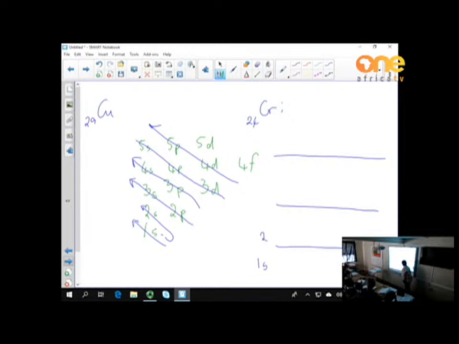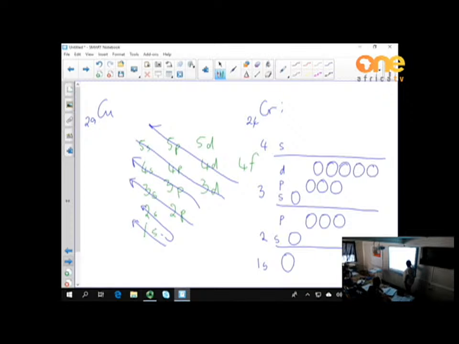1s, 2s, 2p, 3s, 3p, 4s. Okay, so we have that, 1, 2, 3. We have that, 1, 2, 3, 1, 2, 3, 4, 5. We have 1 there. Okay, I'm not going to draw the others.